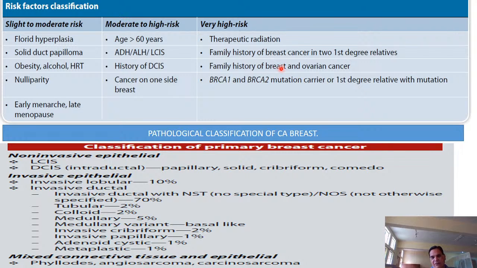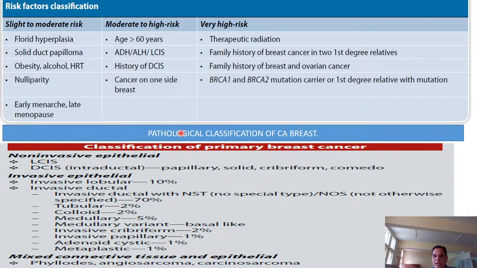You must be aware. And what is to be done? We are calling it nowadays a prophylactic mastectomy. Where BRCA1 and BRCA2 mutation carriers or first degree relatives with mutation, P53 mutation, they are the candidates for prophylactic mastectomy. We are doing our best, against the nature we are trying to fight. So these are the risk factor classification.